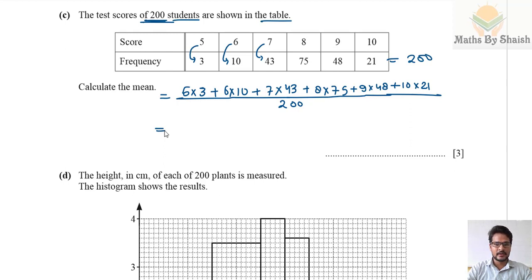5 3s are 15, plus 6 10s are 60, plus 7 into 43, plus 8 into 75, plus 9 into 48, plus 10 into 21, that is 210. So it is going to be 1618 over 200, and when we divide it by 200, we get 8.09, and so that's the mean.